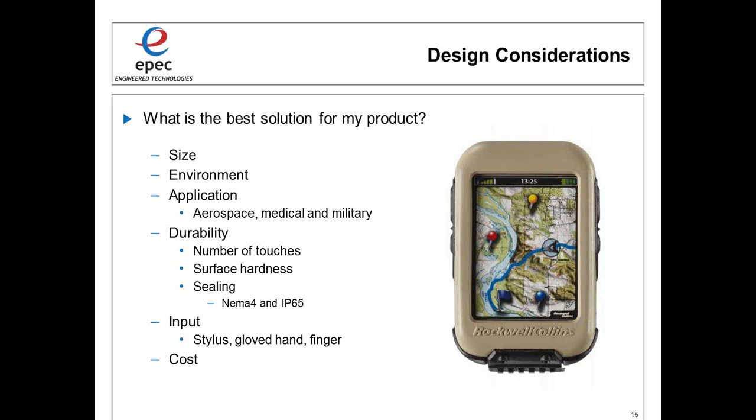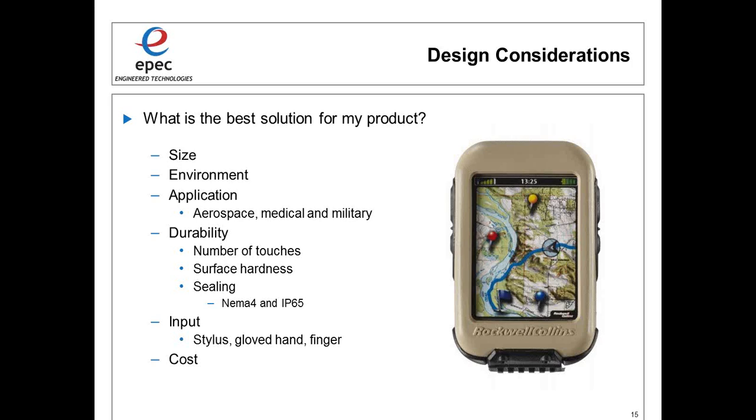Durability issues: how many touches are you going to need to get out of your product? Surface hardness. Again, a good example is this GPS. Because it's going to be a rugged GPS, they may need the surface hardness to be something like Gorilla Glass or a very hard, durable surface as opposed to what our general spec is for surface hardness. And knowing that, we can spec that in. How it needs to be sealed: if it's going to be exposed to water or outdoor applications, we may need to seal it to meet a NEMA 4 and IP65 requirement.